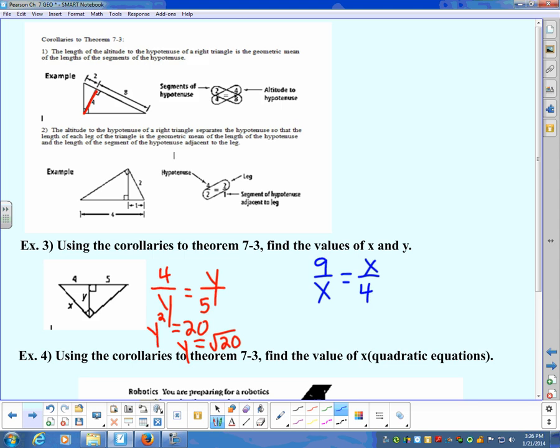You know, the other way to do this is just to separate these out. We have 9 is to x in the big triangle, right? 9 is to x. This goes back to example 1. 9 is to x in the big triangle as x is to 4 in this little triangle on the left. You could separate them out and just write a proportion in that way, and you'd be fine. So x squared equals 36. What does x equal? 6.